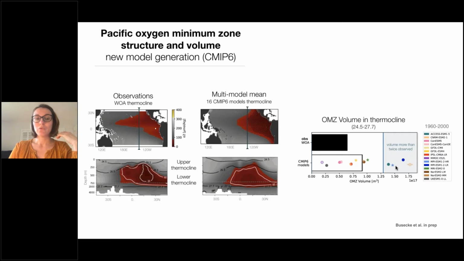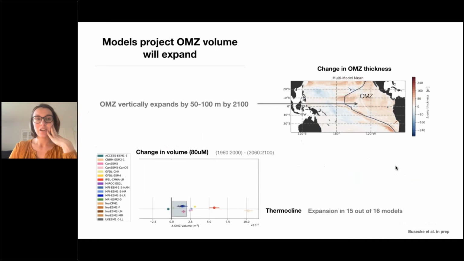Now, do they tell us a consistent picture of what's going to happen in the future, irrespective of those differences? I think there are some messages that we can get out of that. The map that I show here is the multimodel average of the change in the OMZ thickness. And you see that in the OMZ region, there is an expansion. On average, they predict an expansion of 50 to 100 meters by 2100.